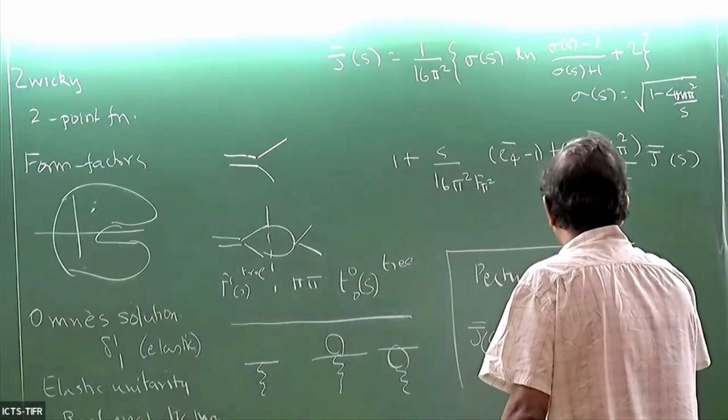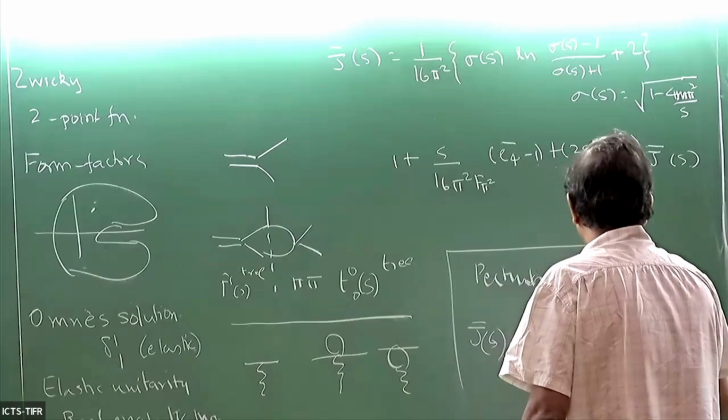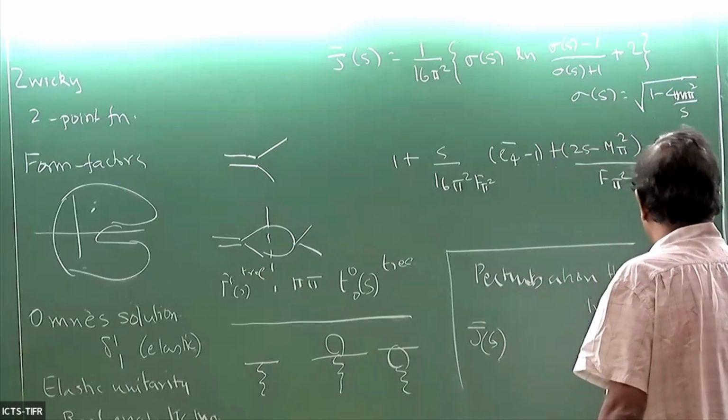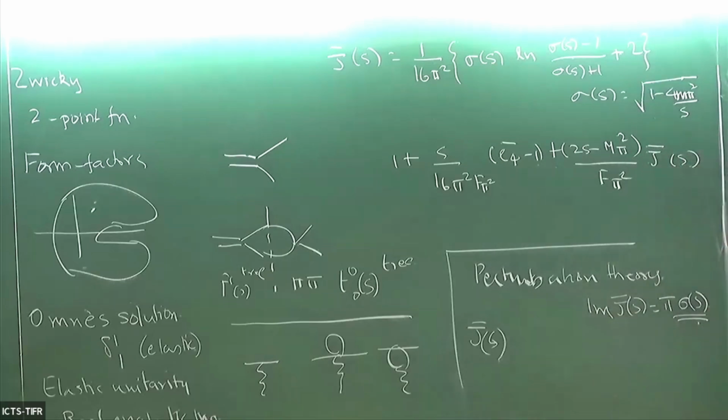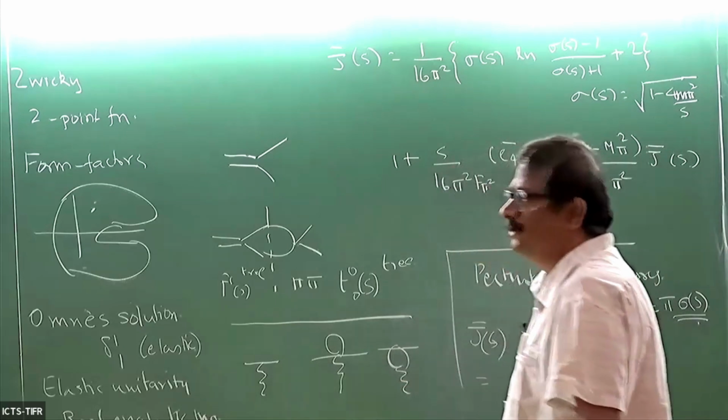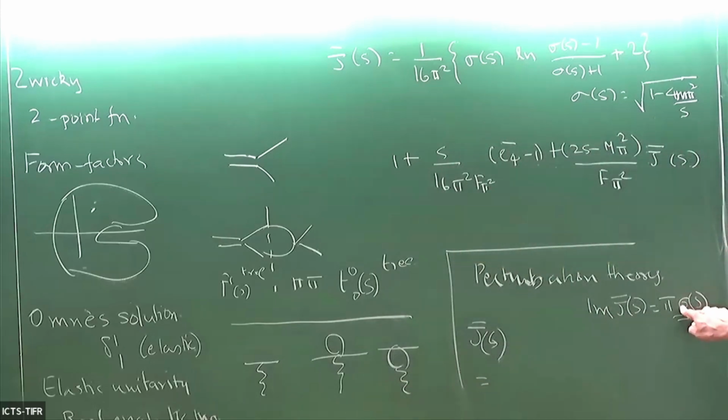I ask you, imaginary part of J bar of s is just pi times sigma of s, right? So I ask you now, if I know the imaginary part of J bar of s, how do I get J bar of s? Using a dispersion relation. I was asked a question, can you do an explicit example of a dispersion relation? Well, here is one, the simplest building block of all of perturbation theory.